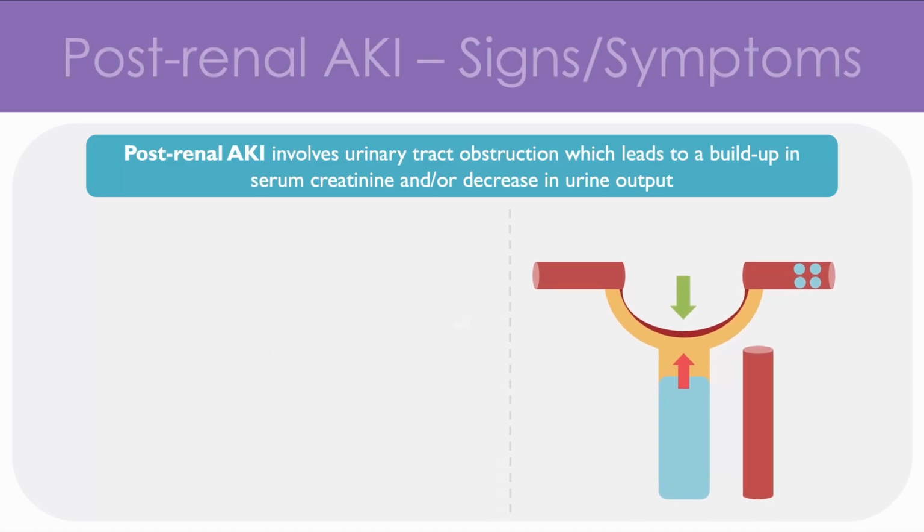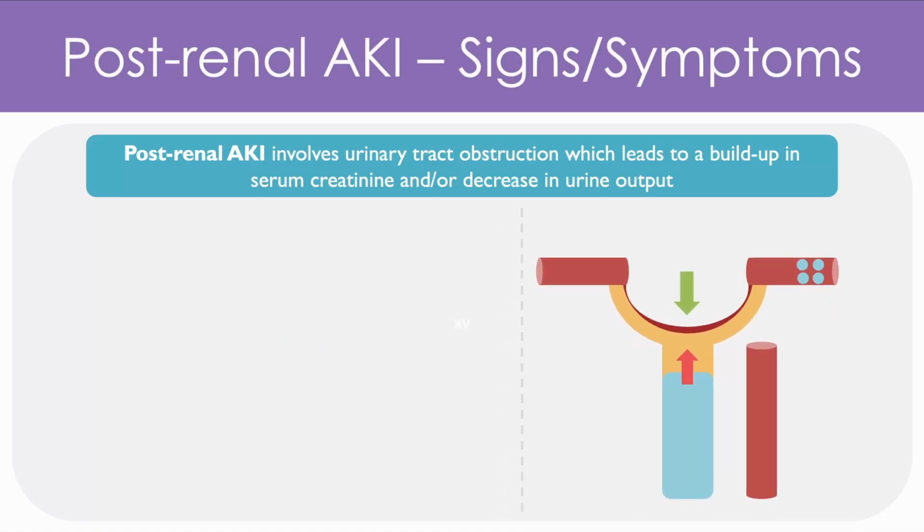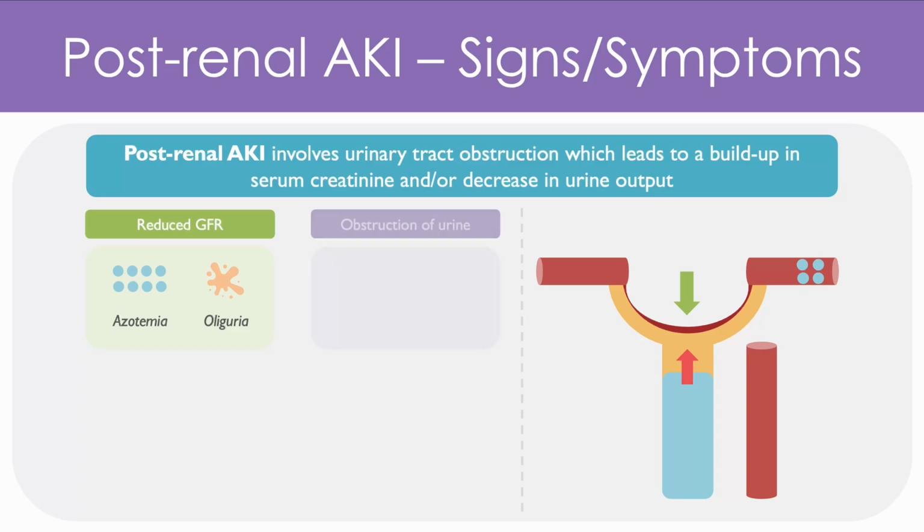Based on this, we can say that post-renal acute kidney injuries will lead to a reduction in the GFR, or the glomerular filtration rate. And this leads to azotemia, which is a buildup of waste products, as well as oliguria, so a decrease in the urine output. As well as this, the blockage of urine can often result in patients experiencing abdominal pain, and in some instances hematuria, so blood in the urine, especially in cases of renal stones or in specific types of urinary system cancers.